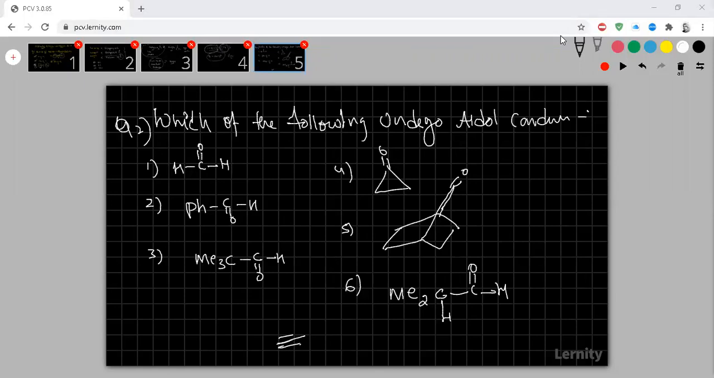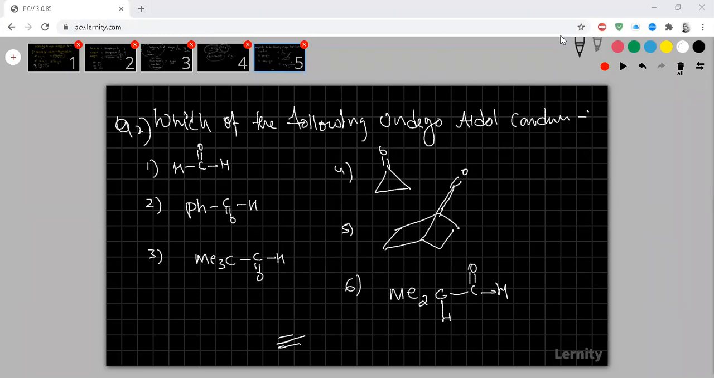So 1 and 3. And I'm expecting a response from everyone, but only 2 to 3 students are responding and others are not responding to these questions. Please respond and try to learn something. So very good, one student responded and said the answer is 1 and 3.